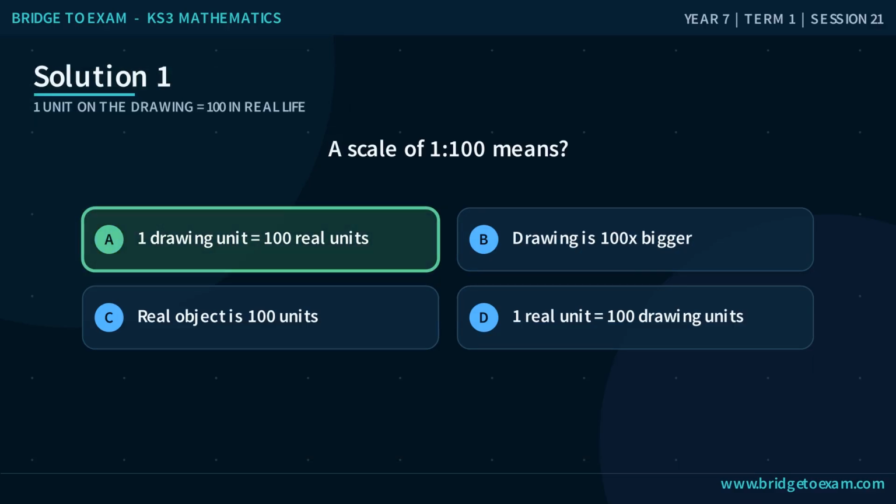Option A is correct. In a scale ratio 1 to n, the drawing is the first number and real life is the second larger number.